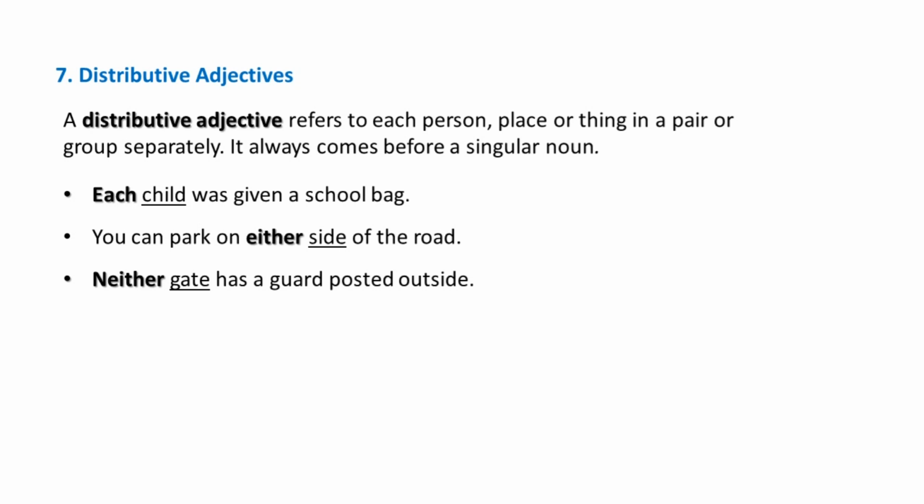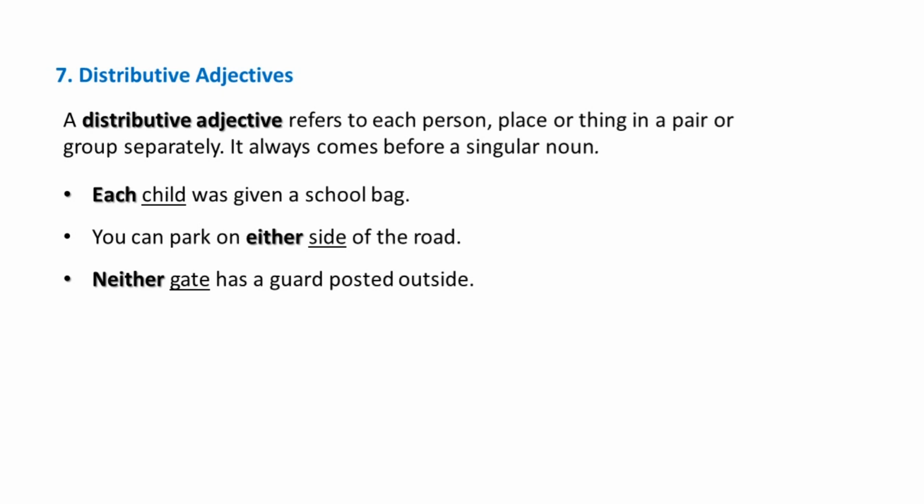Second example, you can park on either side of the road. So you want to say that you can park on this side of the road or you can park on that side of the road. Therefore, instead of telling like that, you say you can park on either side of the road.